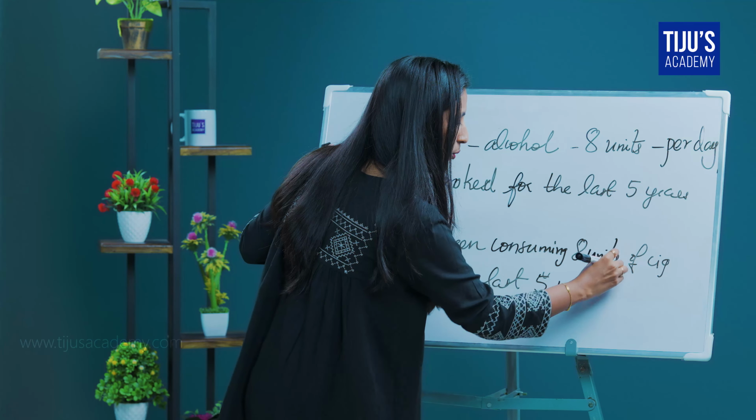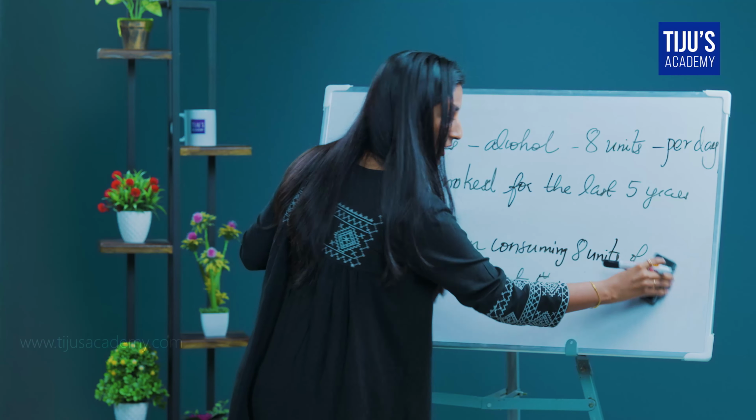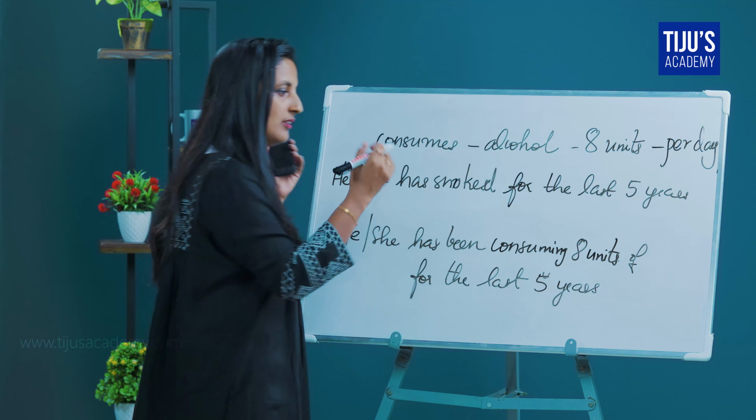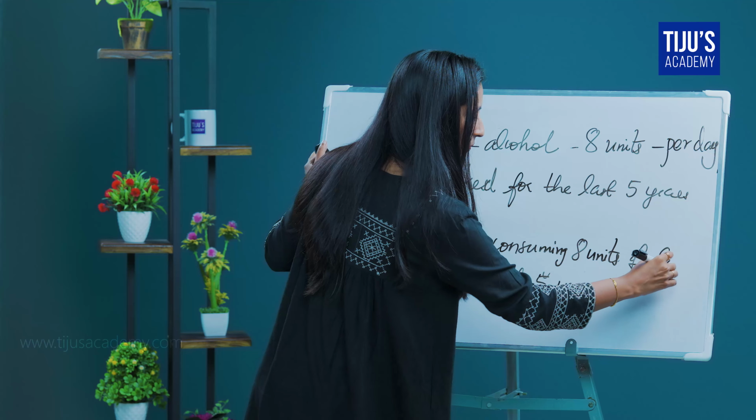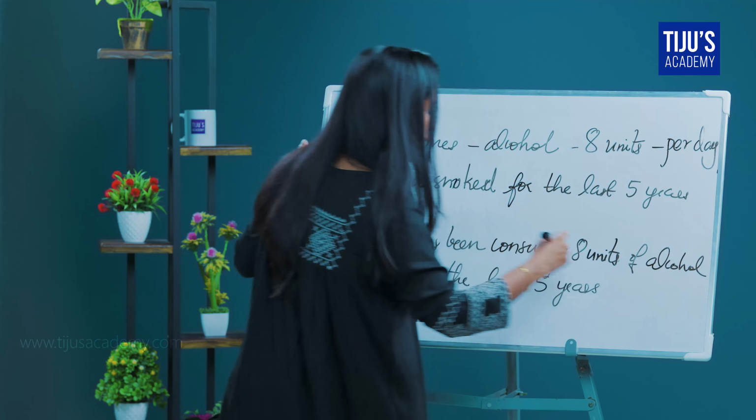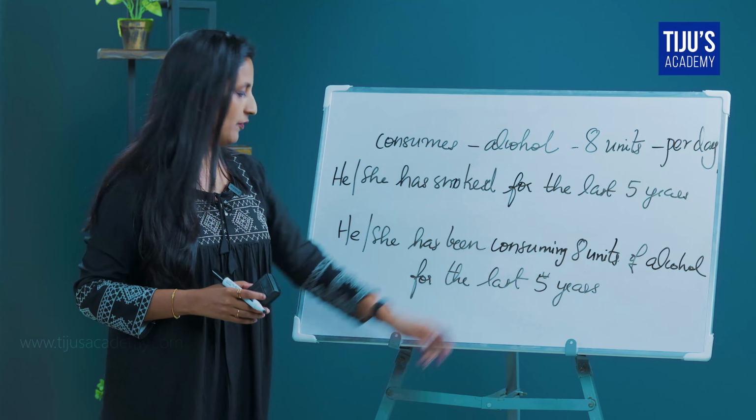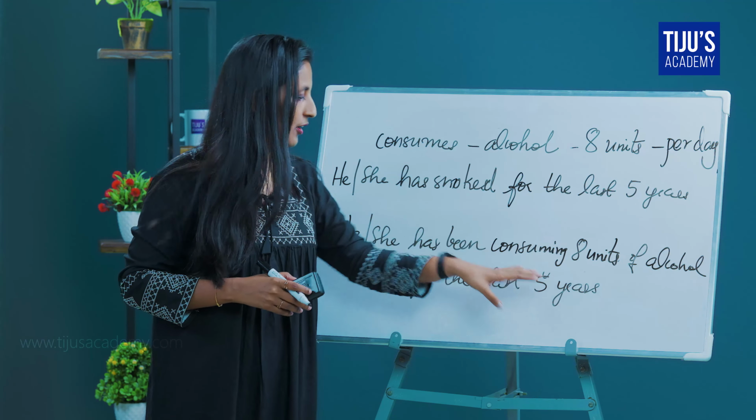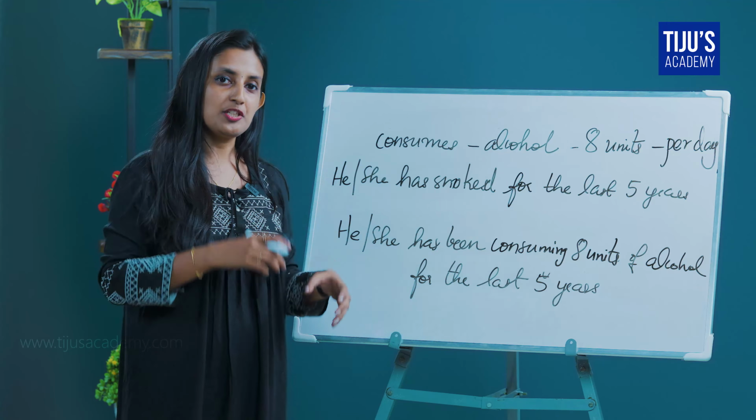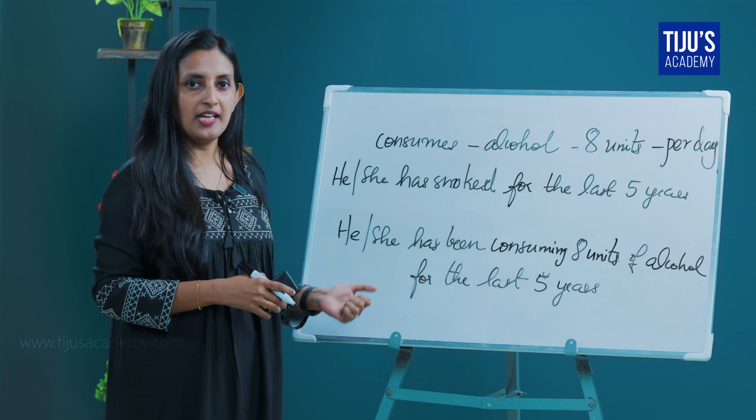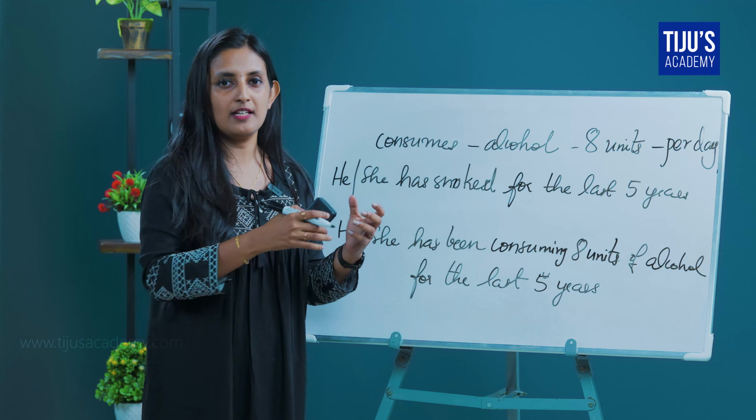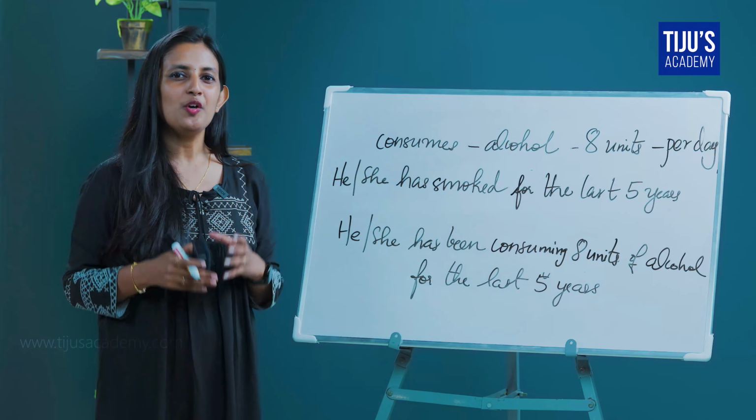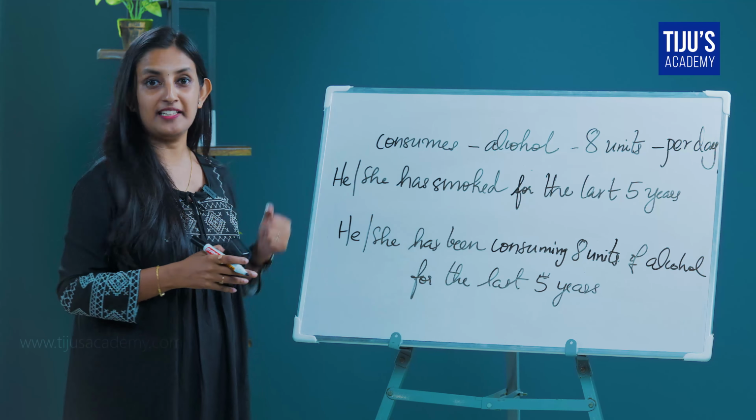8 units of cigarettes, what do we change it into? We bring our main content, alcohol, there. So that's the only difference for the last 5 years. So he or she has been consuming 8 units of alcohol for the last 5 years. For the last 5 years, he or she has been regularly consuming 8 units of alcohol. Now we can bring the same changes in the second statement as well.